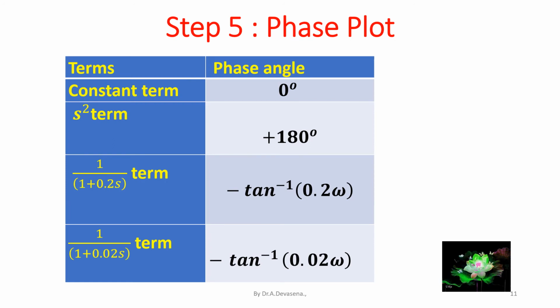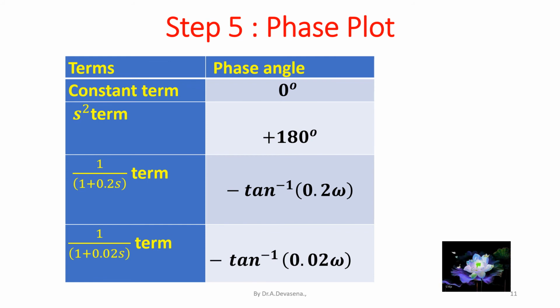Here we have four terms. They are the constant term, S square term, 1 divided by (1 + 0.2 S) term, and 1 divided by (1 + 0.02 S) term. The phase angle for the constant term is 0 degree. The phase angle for the S square term is plus 180 degree.